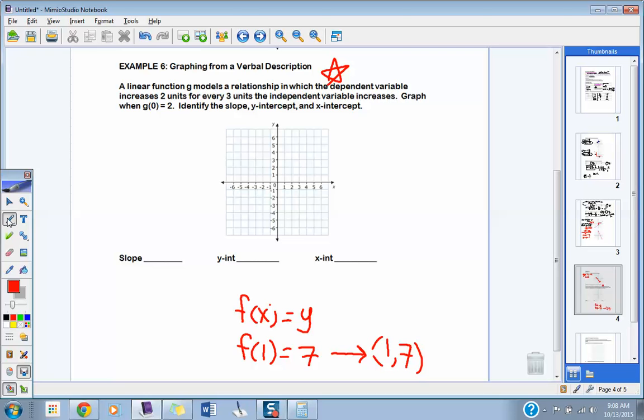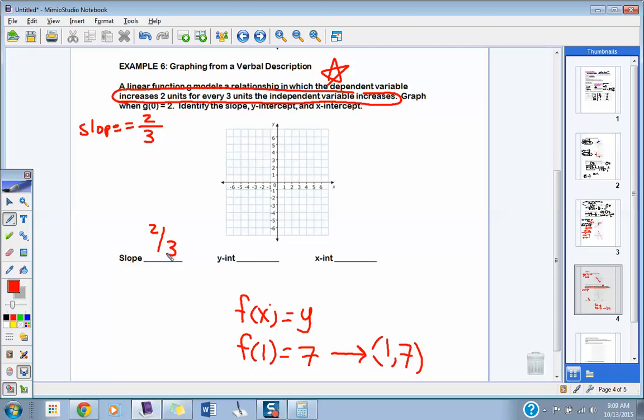Increase of 2 would be an up 2, right? This part where it says it increases 2 when the independent variable increases is just simply saying that your slope is an increase of 2 for a run of 3. That's all it says right there. So it's simply saying that your slope is what value, guys? Simply saying your slope is what? 2. So I'm going to write that in there.